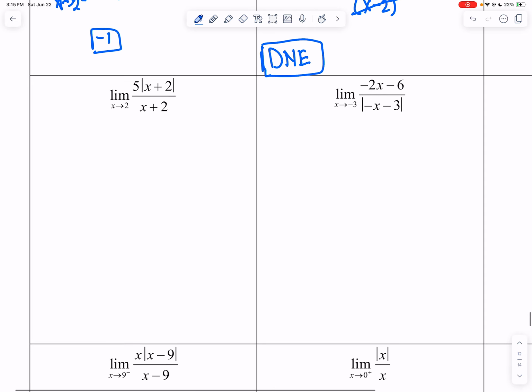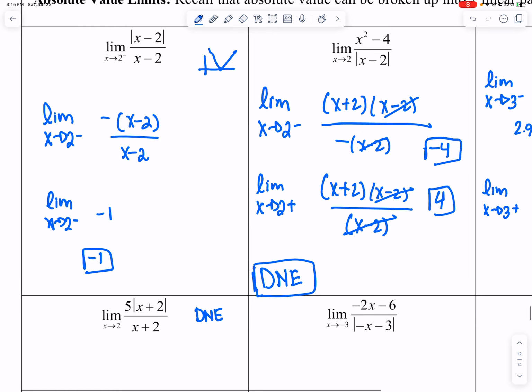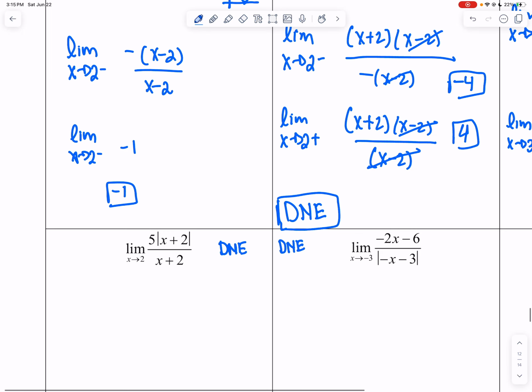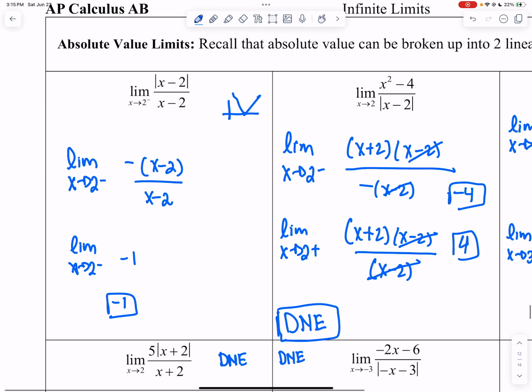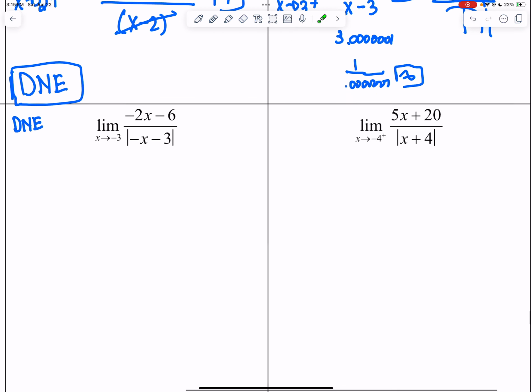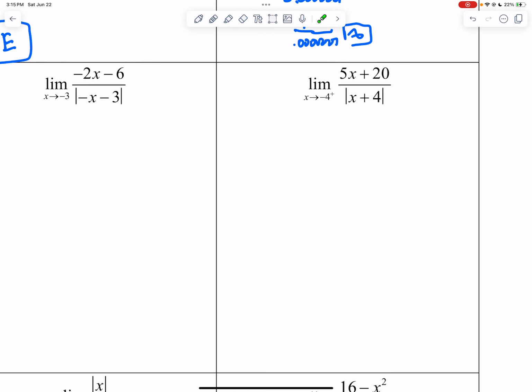These two right here do not exist. We obviously know why based off of this right here. If you want to do it, then look at the left side and the right side and see that they do not exist. So anytime you have something from the left side and the right side like this, your limit is going to exist. It's just, what is it? Well, I don't know. So like this one right here, I know that my limit is going to exist.